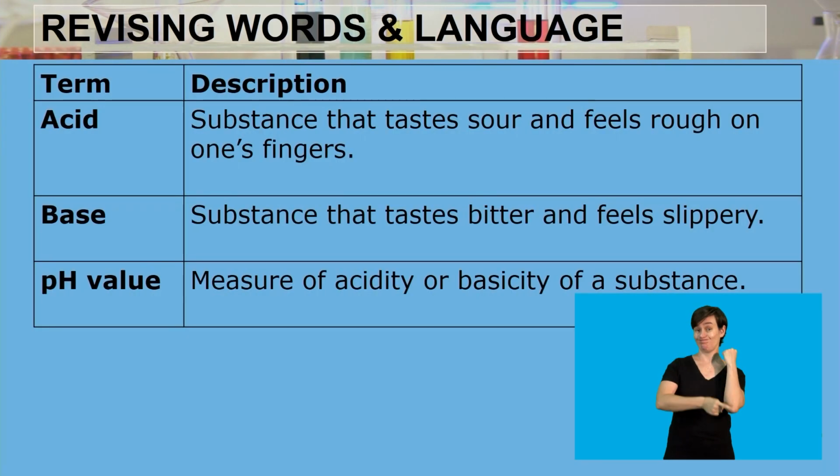And then lastly, the pH value. Now, that's a measure of the acidity or the basicity of a substance. So the pH value coming from the pH scale, that number that you're talking about is basically a measure of the acidity or the basicity of a substance.